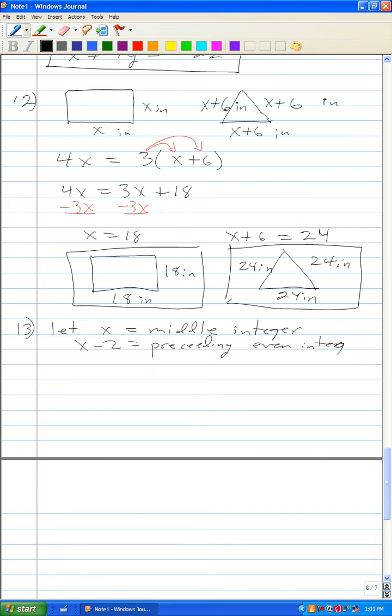Notice that the integers are separated by 2. And so if you have, like, 54 as an even integer, 56 is the next consecutive even integer. So x plus 2 is the succeeding even integer.